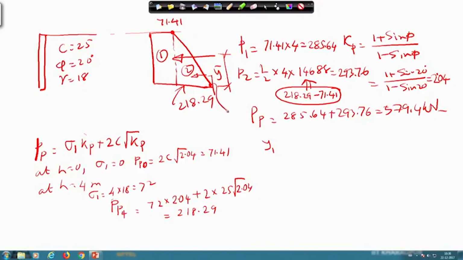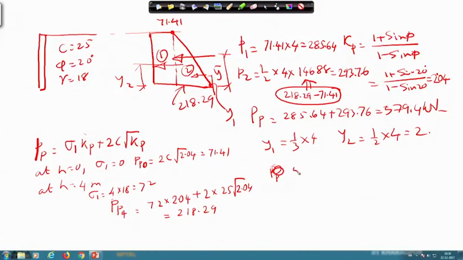Okay, so this is y1 and this is y2. This height is y2, the middle of the triangle. So y1 will be 1/3 of 4 meter, because I am considering the entire triangle, and y2 is equal to half of the entire height, so 2 meter.